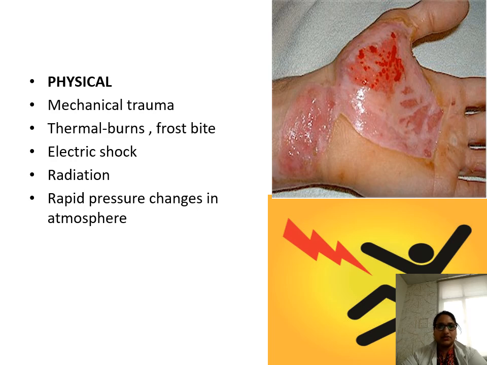And it can be physical causes like when there is trauma or thermal injury, like it can be in the form of frostbite or burns, or it can be in the form of electric shock, radiation, and rapid pressure changes in the atmosphere. All these physical causes can also cause cell injury.